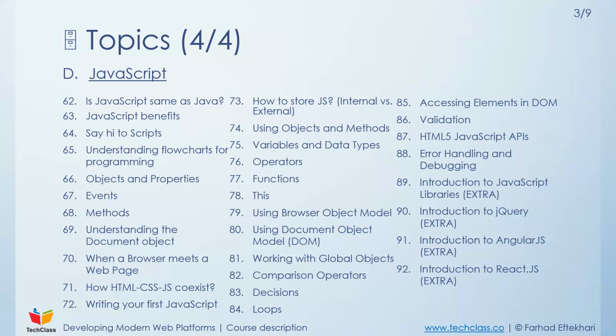how to store JavaScript, the concept of internal and external for using JavaScript code, using objects and methods in JavaScript, variables and data types, operators, functions, this, using browser object model, using document object model, working with global objects, comparison operators, decisions, loops, accessing elements in DOM, validation in JavaScript, HTML5 JavaScript APIs, error handling and debugging, and then finally we're going to get introduced to JavaScript libraries such as jQuery, AngularJS, and React.js as an introduction.